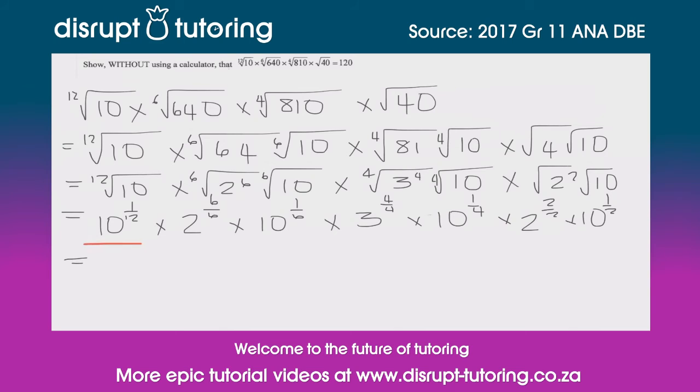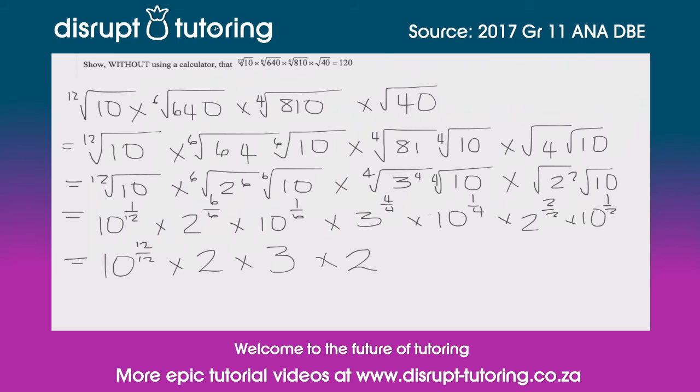So remember, when we've got powers with the same base, we add up those exponents. So the 1 over 12 plus the 1 over 6 plus the 1 over 4 plus the 1 over 2, when we plug that into our calculator, we will get 12 over 12. Fantastic. That's multiplied by, now let's look at our other powers with different bases. So we've got 2 to the 6 over 6, which is simply 2. Then we've got 3 to the 4 over 4, which is simply 3. And then we've got 2 to the 2 over 2, which is simply 2.